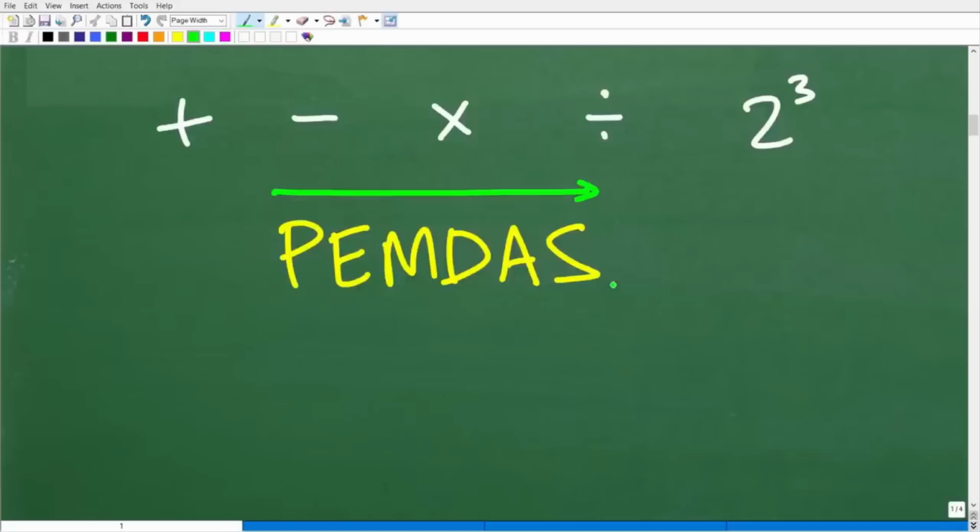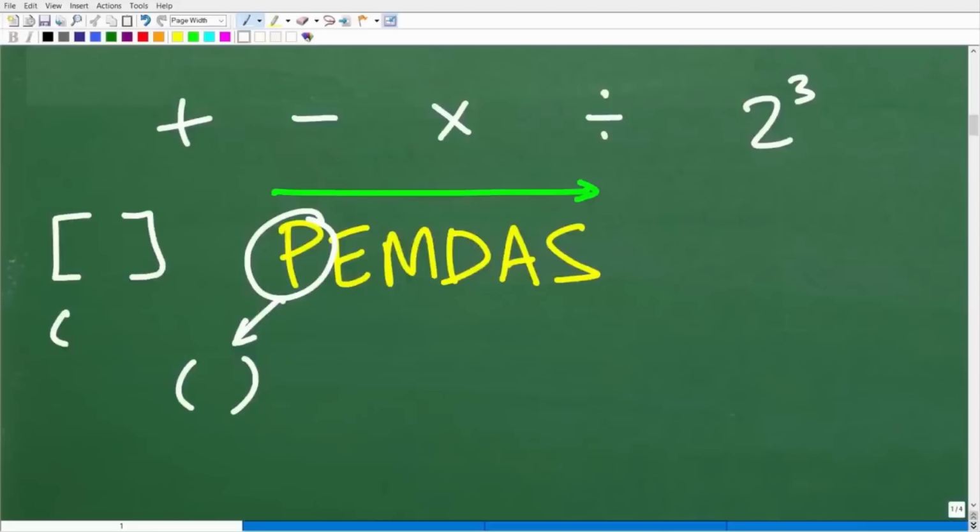We're going to go from left to right, and let me go ahead and start explaining this right now. Okay, so we're going to start with P. Okay, again, we're going to go from left to right. So what does P stand for? Well, P stands for parentheses, okay? But not just those type of parentheses. It can be brackets as well, or these squiggly type of parentheses. Effectively, this is what we call grouping symbols.